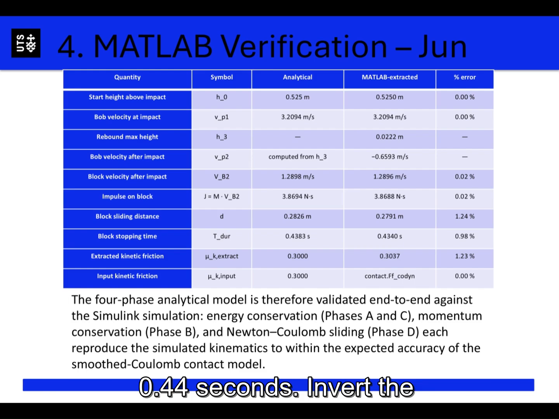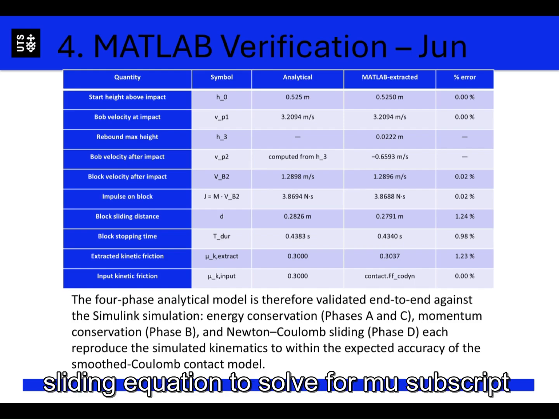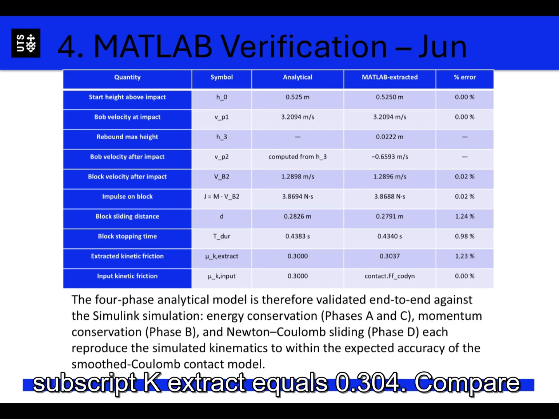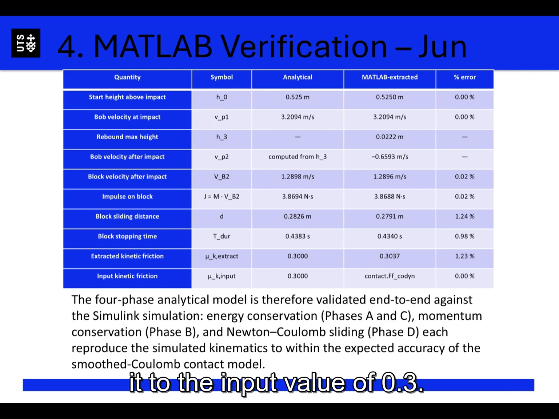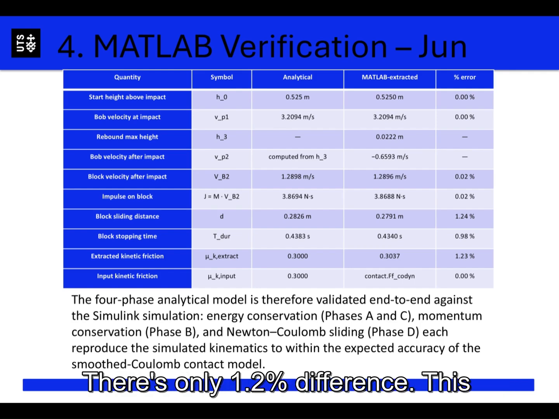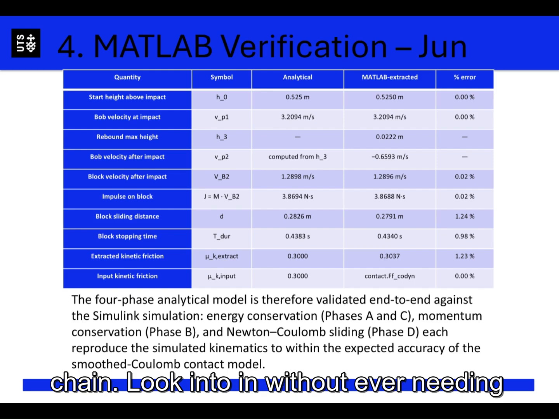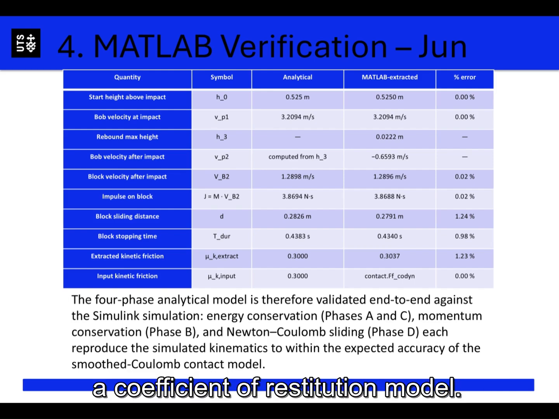We invert the sliding equation to solve for mu_k, plugging our values in, which gives mu_k extracted equals 0.304. Compare it to the input value of 0.3, that's only a 1.2% difference. This verifies our entire 4-phase analytical chain works end-to-end without ever needing a coefficient of restitution model.